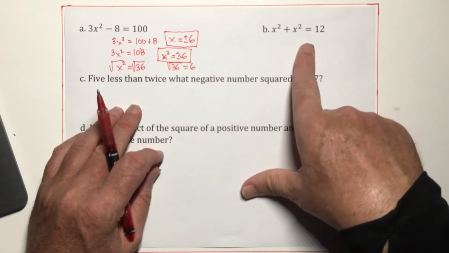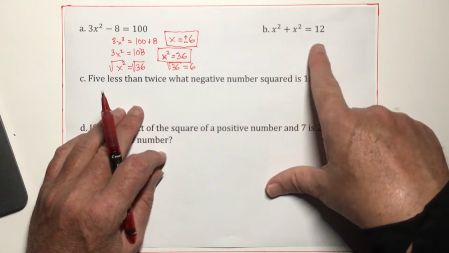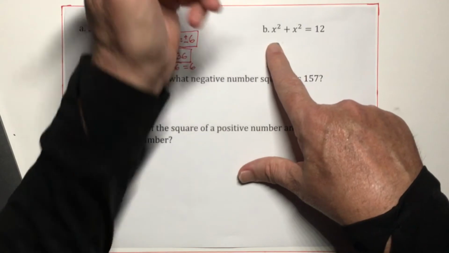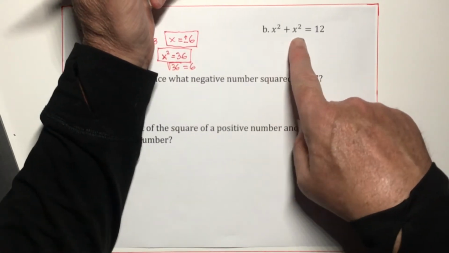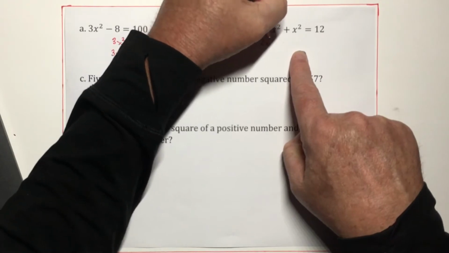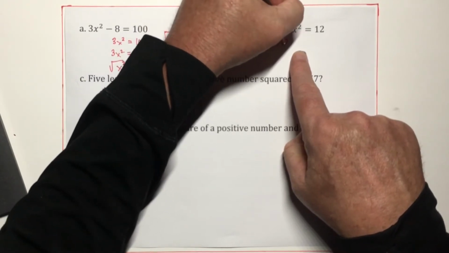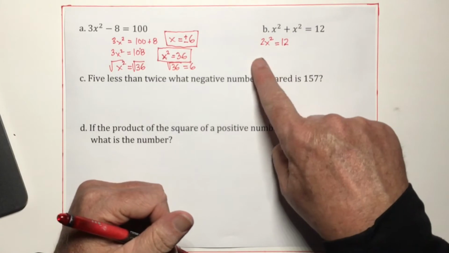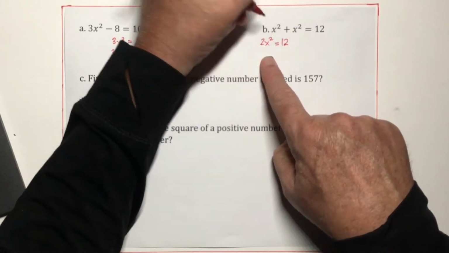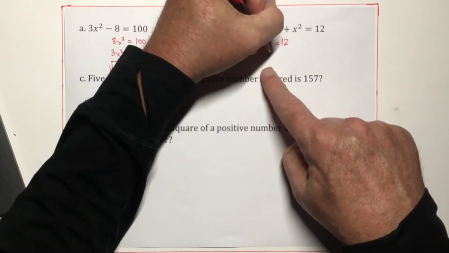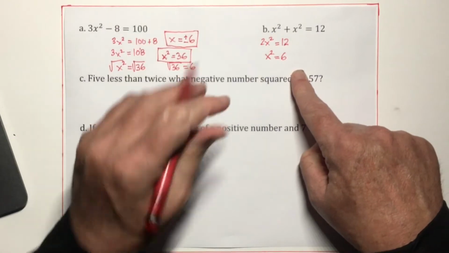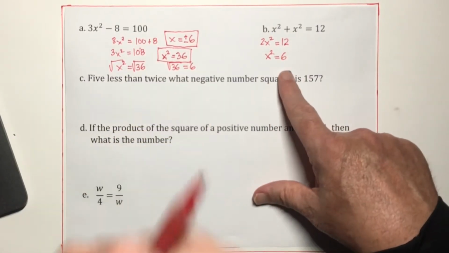All right, so let's look what happens over here. We have x squared plus x squared equals 12. Well, these two are similar terms, what we call like terms. We can combine them. This says 1x squared plus 1x squared. So that's 2x squared equals 12. I want to isolate the x squared, so I'll divide by 2. 2x squared divided by 2 is just x squared, and 12 divided by 2 is 6. So now we have x squared equals 6.